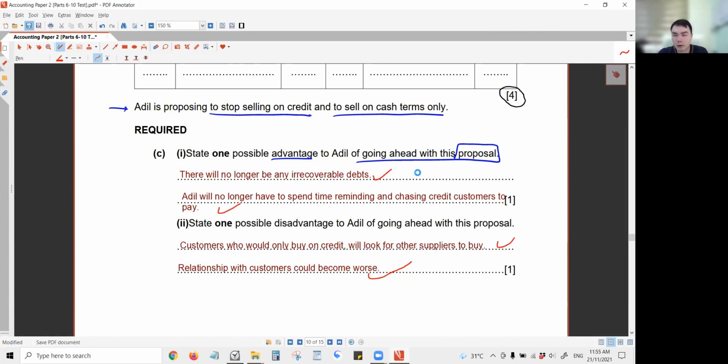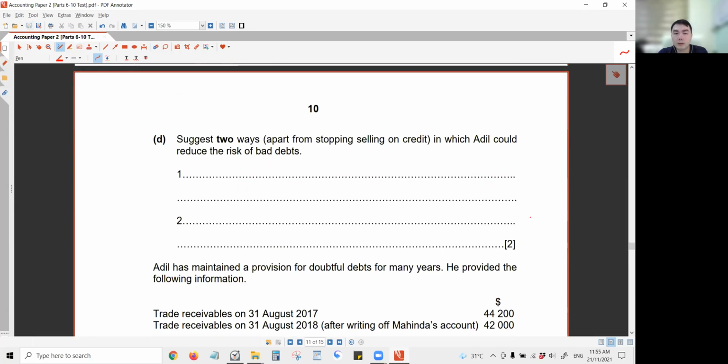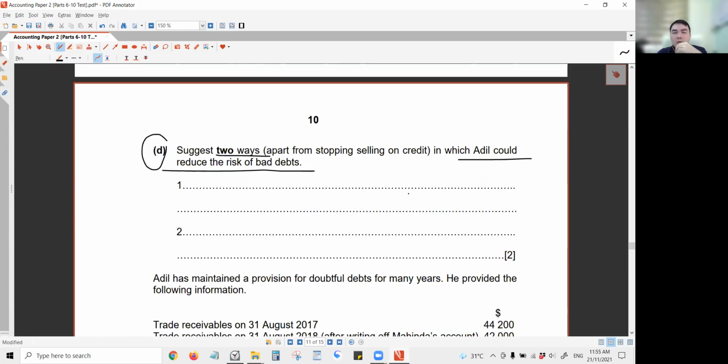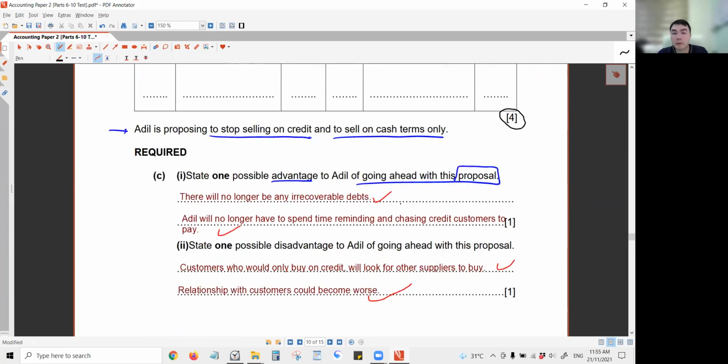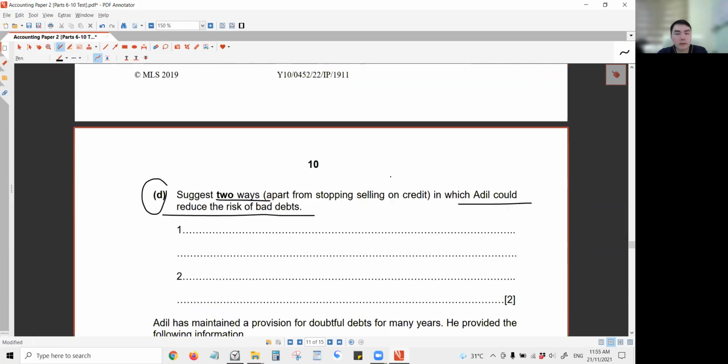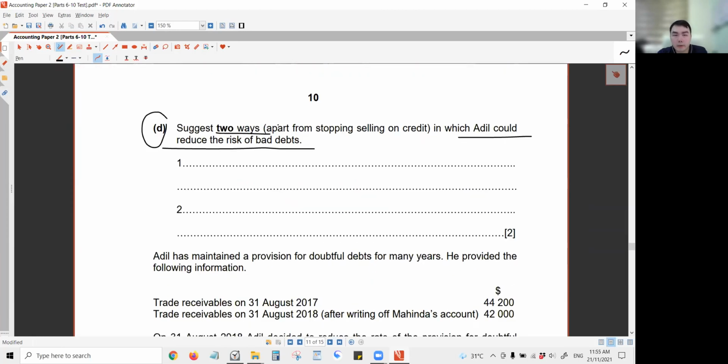Okay, we see another question. Next page. Question D. Suggest 2 ways in which Adil could reduce the risk of bad debts. I'm not sure if you can recall all these questions. All these questions you did before with me in part 8. Okay, but let's do again. These are questions that are popular.